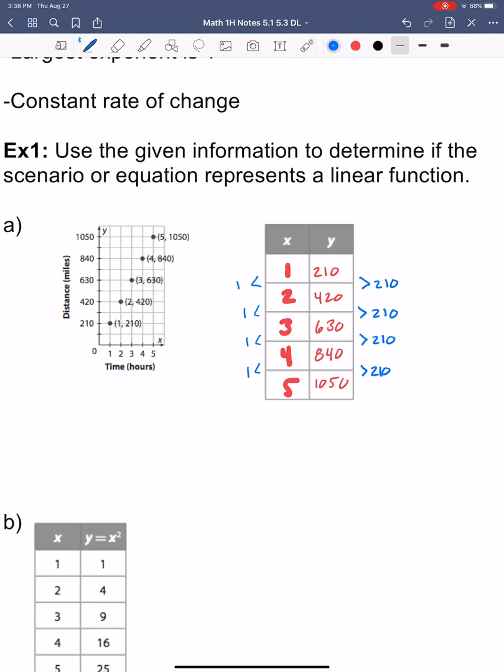So then I'm going to put yes, linear, because we have a constant rate of change.